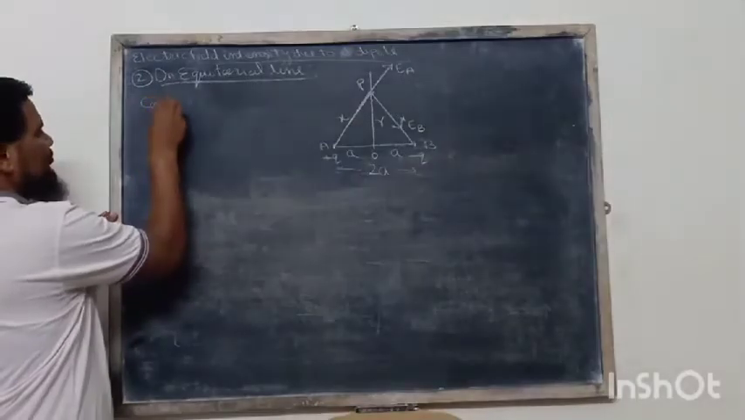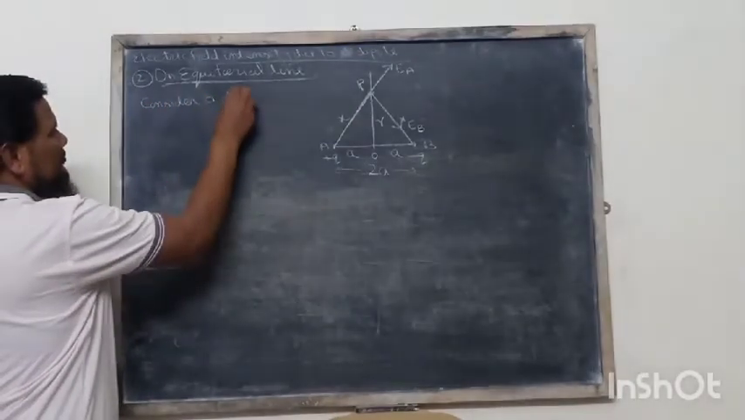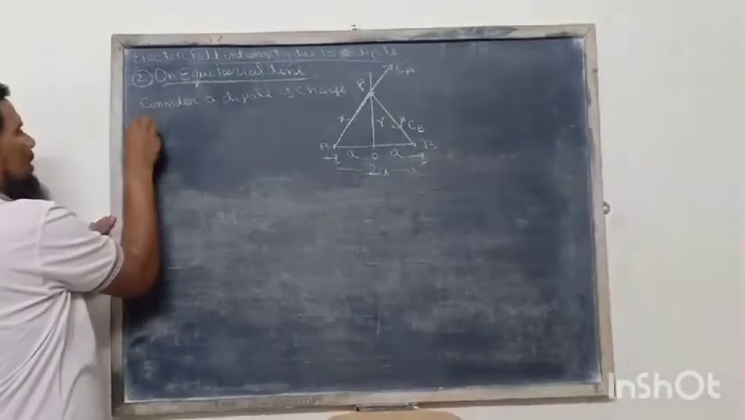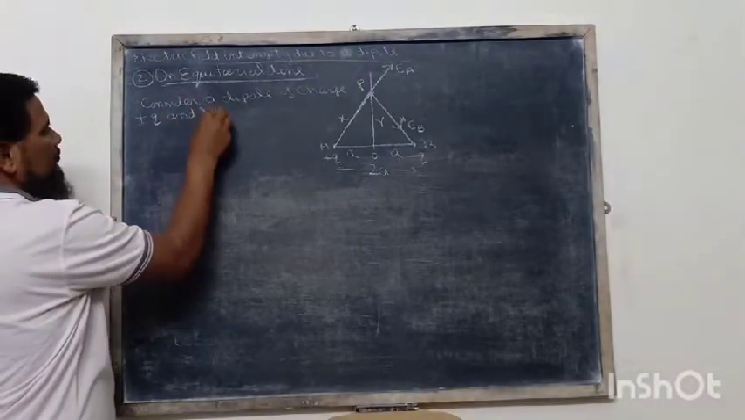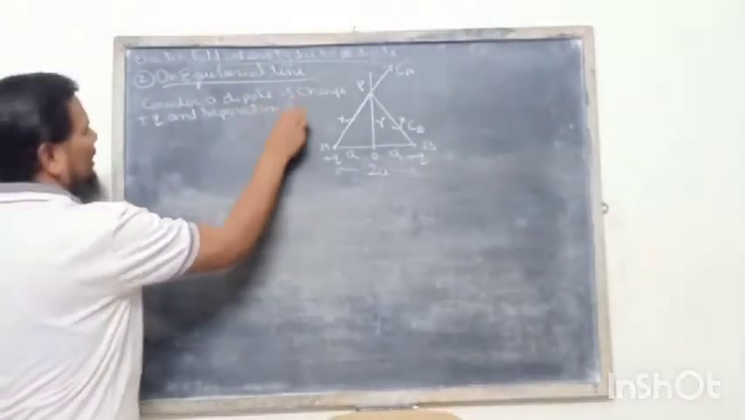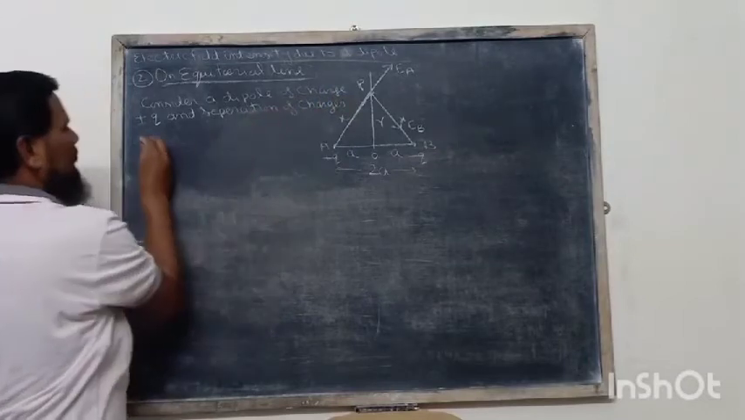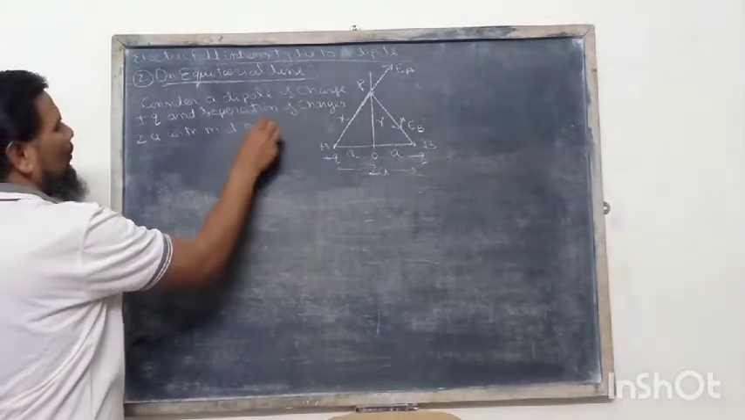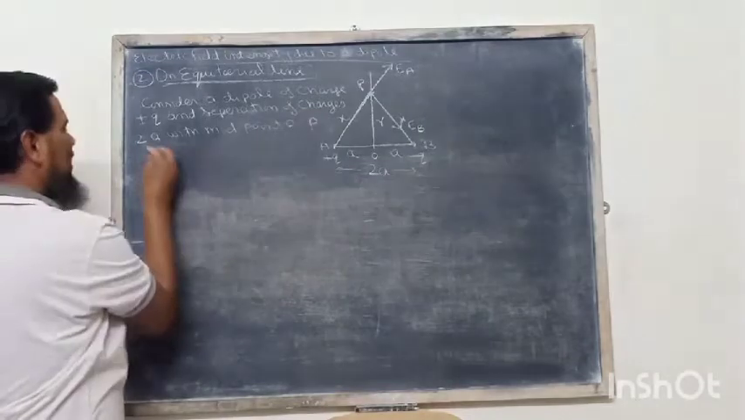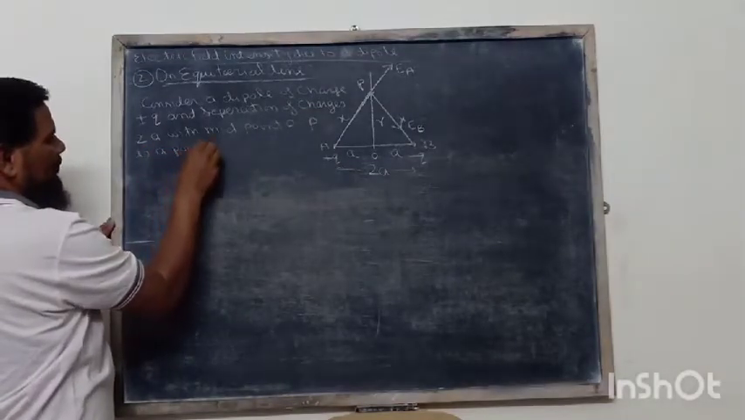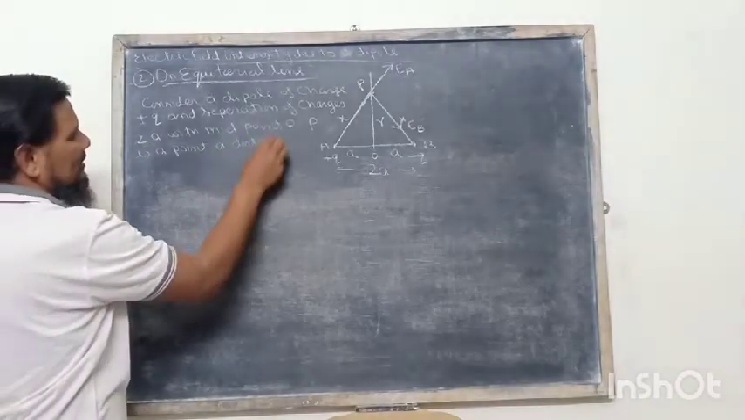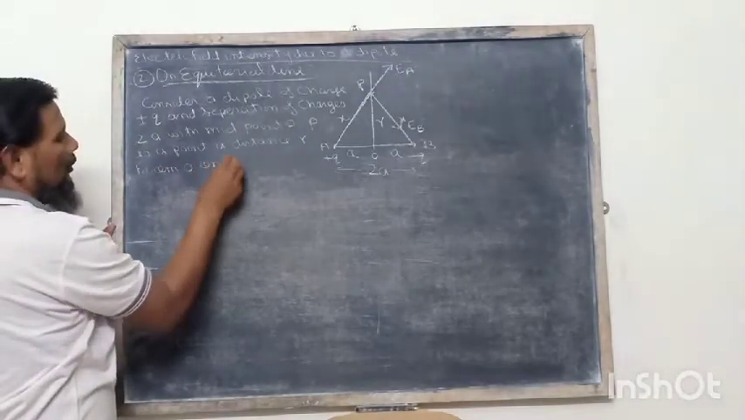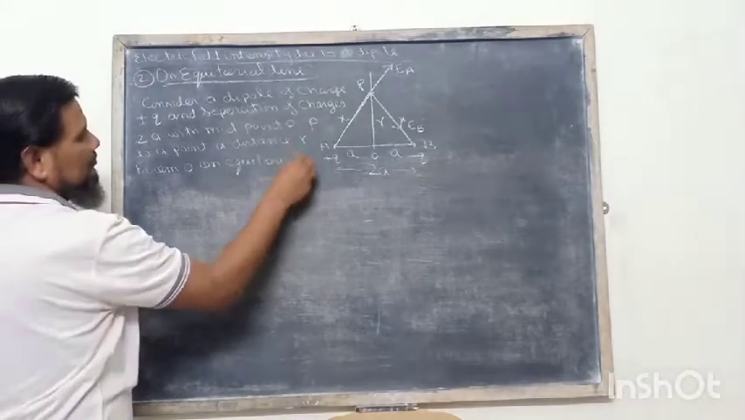Consider a dipole of charge plus minus q and separation of charges 2a with midpoint O. P is a point at a distance r from O on the equatorial line. This point is P.